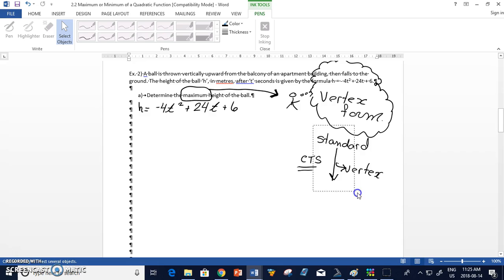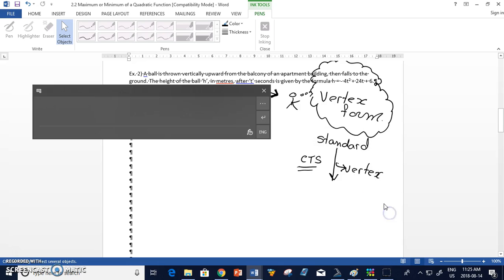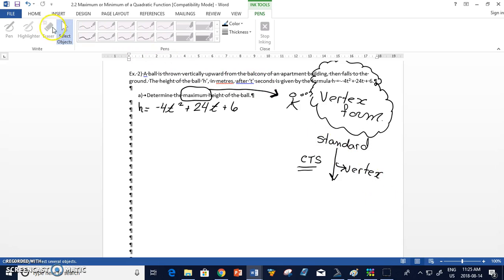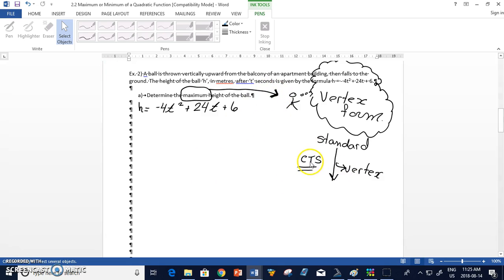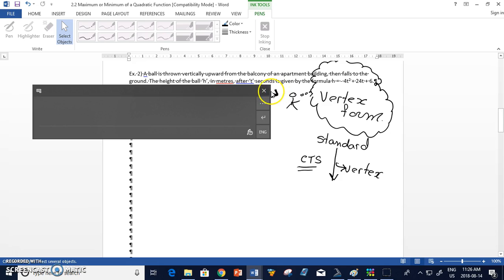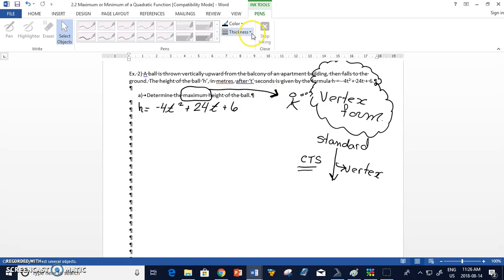I'm just going to get rid of a little bit of this, a little bit more space. Okay, never mind. We're just going to continue. We've been struggling this morning.